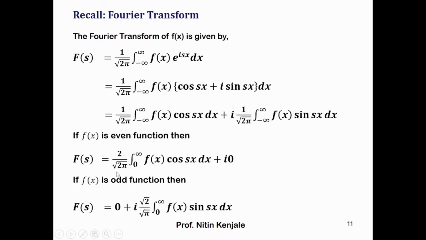We call this expression as Fourier cosine transform of f of x because it consists of cosine term, and we call this expression as Fourier sine transform because it consists of sine term. Let us summarize this.